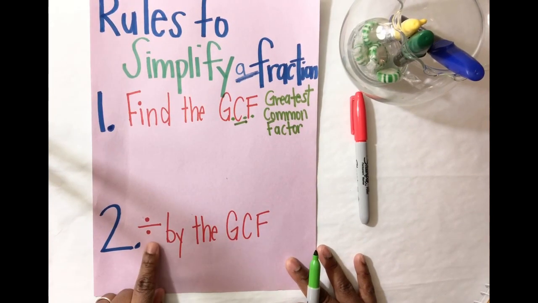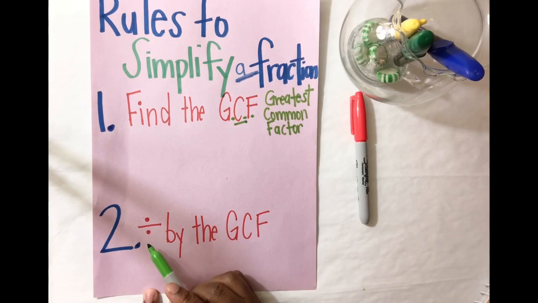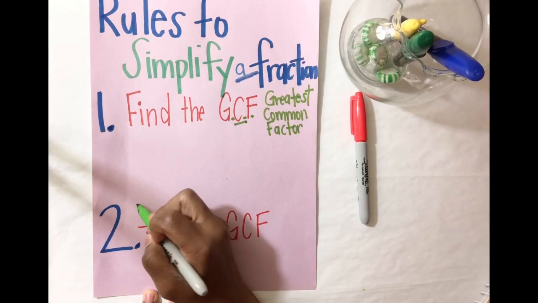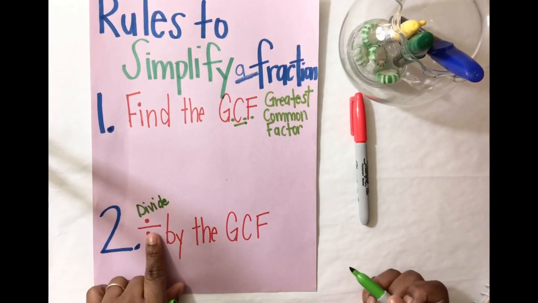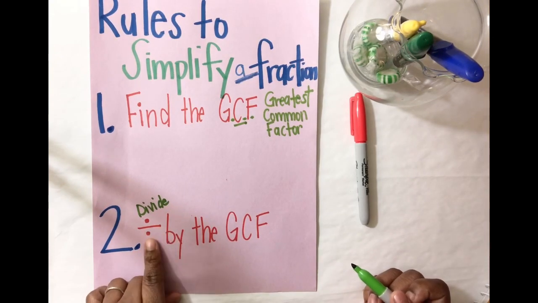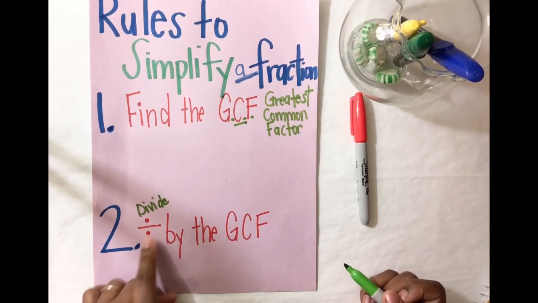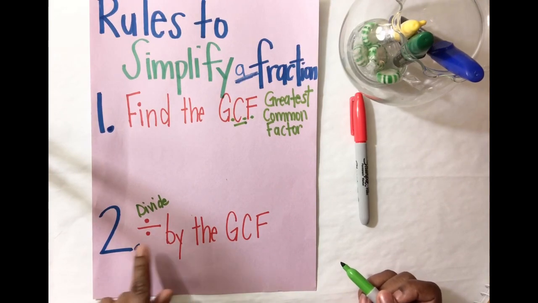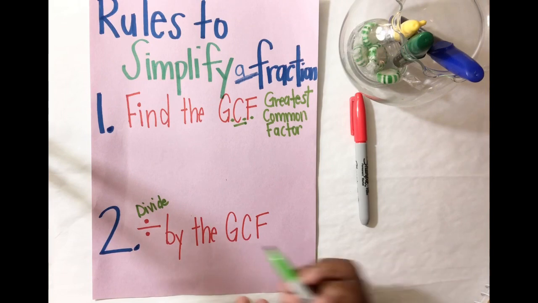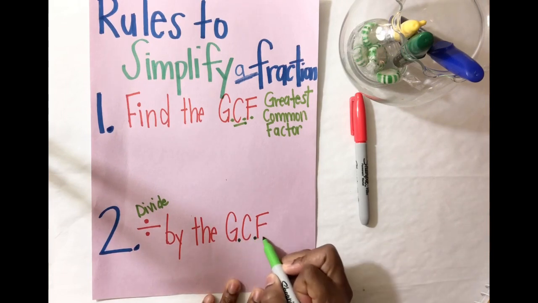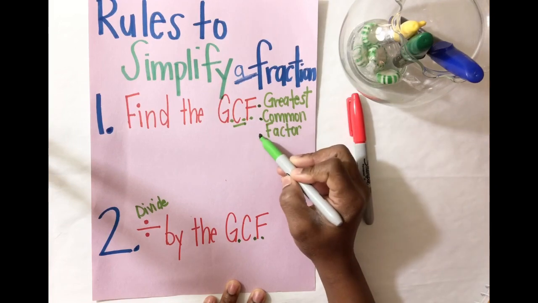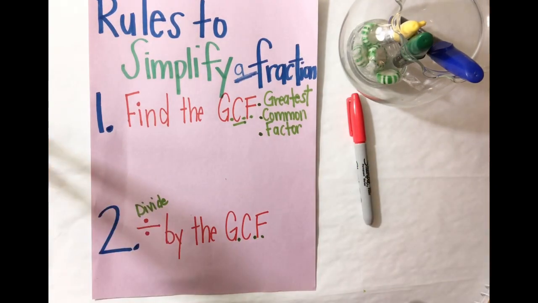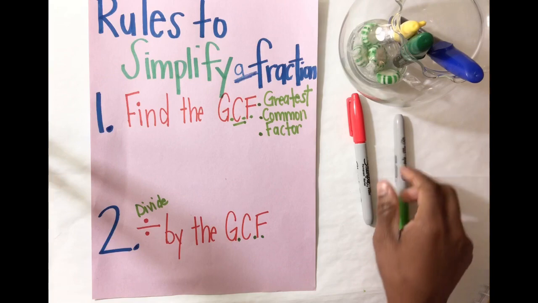The second rule is to divide by the GCF. Now I just abbreviated and chose to use the division symbol. If you want to, you can write down the word divide. But I find that when I'm taking notes, it's easier for me to use picture cues because my brain likes picture cues or mnemonic devices. So divide by the GCF. And remember, GCF is just an abbreviation for greatest common factor. And that's it. Those are the 2 rules.